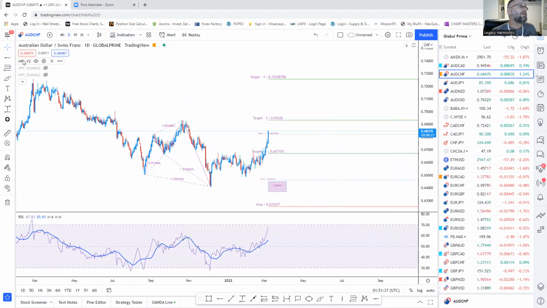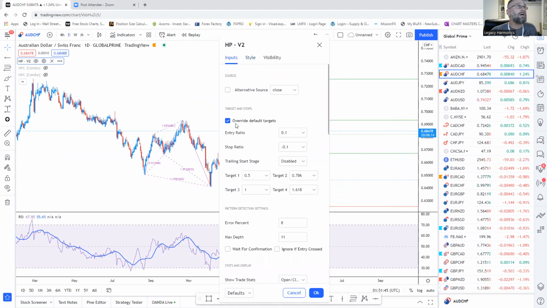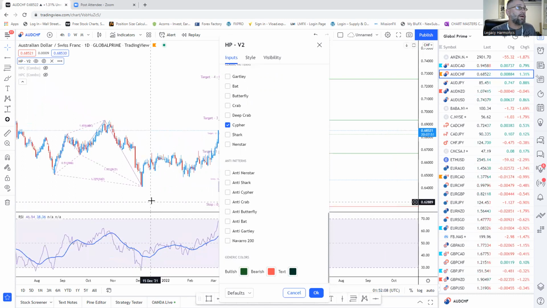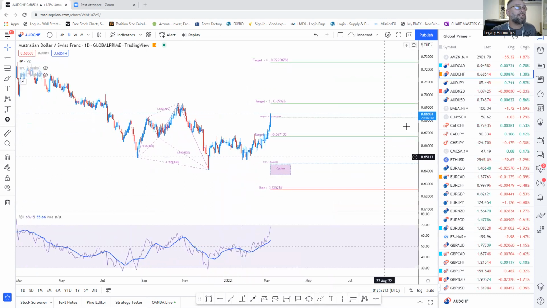Click on it, hover over it, hit the gear wheel. Style, I undo the tables. Trust me, it just is super confusing. Inputs, I override default targets. I go to trailing start stage. I disable it. Target 1 is 0.5, target 2 is 0.786, target 3 is 1, target 4 is 1.618. Then I come down here, and the only patterns I trade are Cypher, Butterfly, and Bat. Mainly Bat and Cypher. But for today, you can unclick all these and choose the patterns you want, and then hit OK. I change text to black, and I hit OK. And that's all I do. It's the only changes I make.